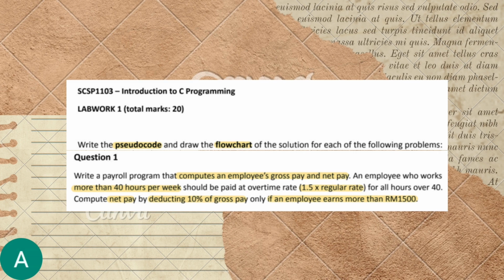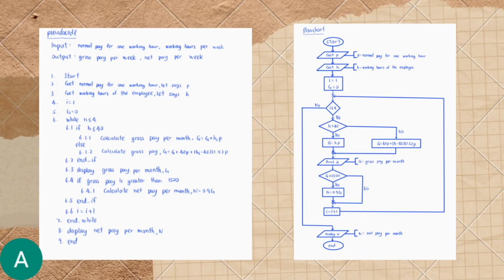An employee who works more than 40 hours per week should be paid at overtime rate, which is 1.5 of the regular rate, for all hours over 40 hours. Next, we need to compute net pay by deducting 10% of the gross pay only if an employee earns more than 1,500 ringgit. So with those circumstances, we'll be moving on to the flowchart and the pseudocode.